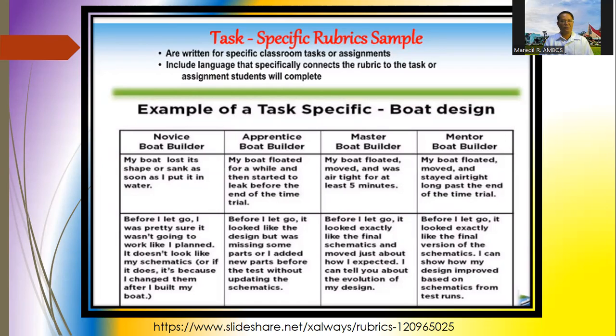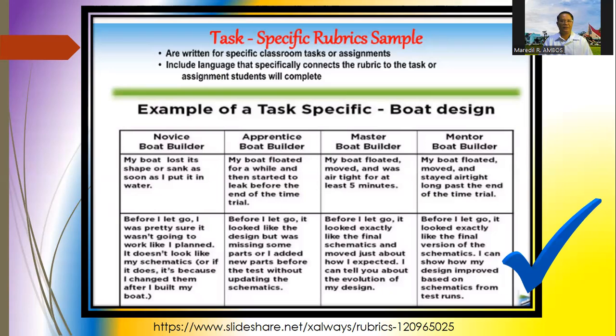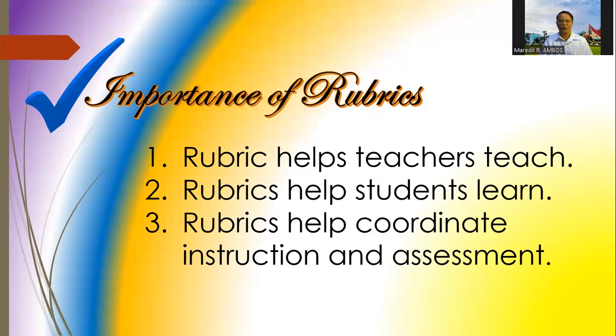Supposing, for the criterion, first, you have the mentor boat builder. So this is the descriptor or description: my boat floated, moved, and stayed airtight along past the end of the time trial. Supposing that's it. So this is an example of a task-specific rubric.